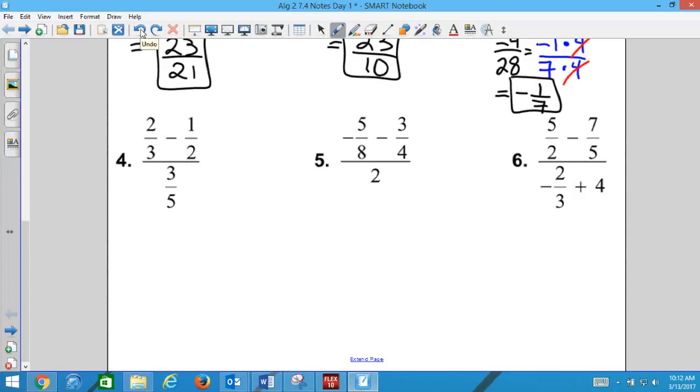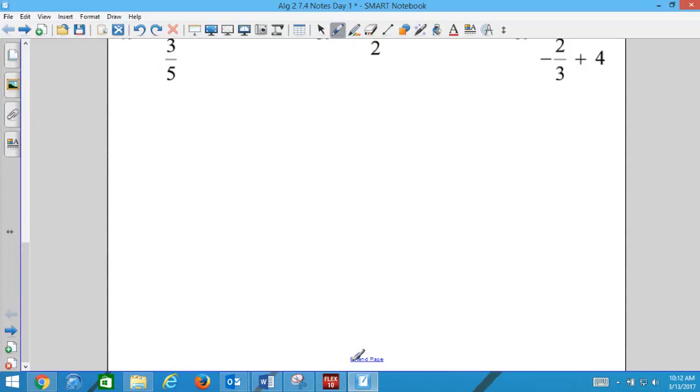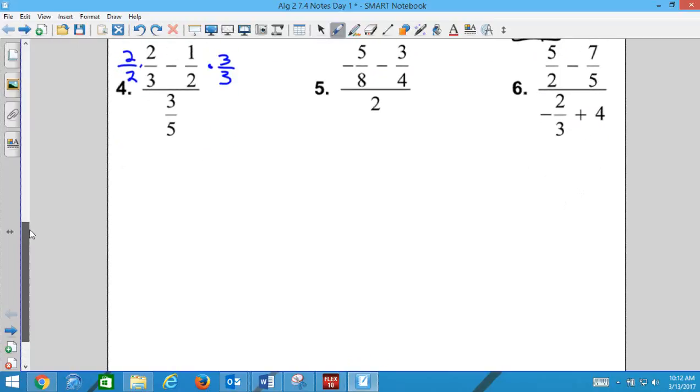So to simplify on top, we need common denominators. What do 3 and 2 both go into? Yes. So we'll multiply this one by 3 over 3, and multiply this one by 2 over 2. So we get 4 over 6 minus 3 over 6 over 3/5. So I get 1 over 6 over 3/5.